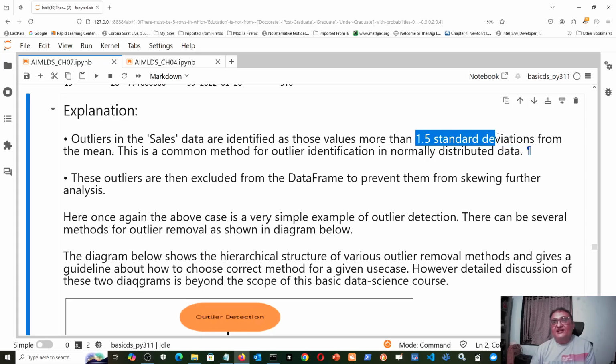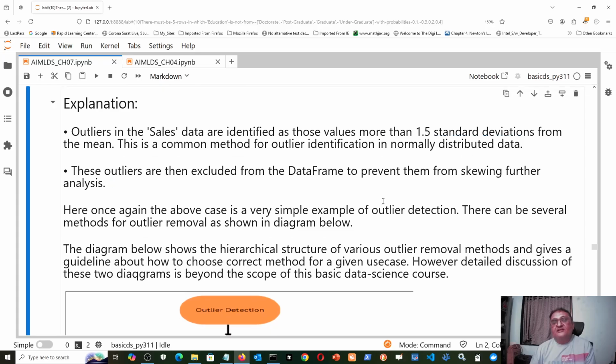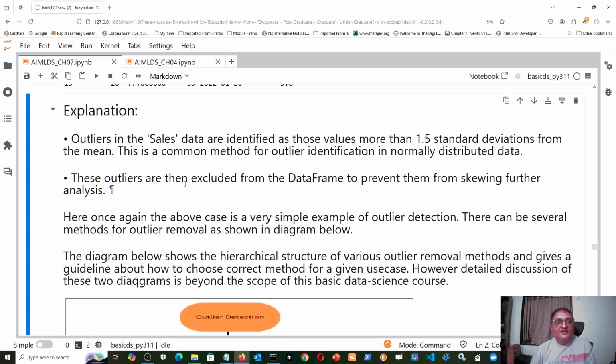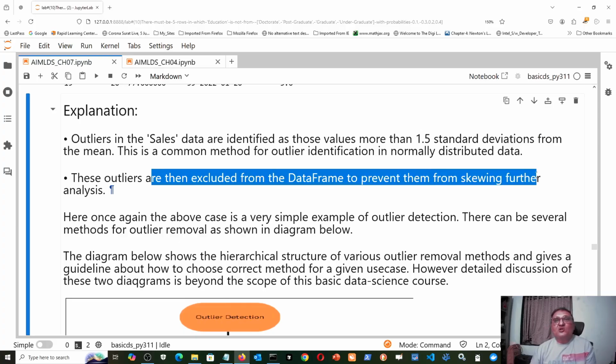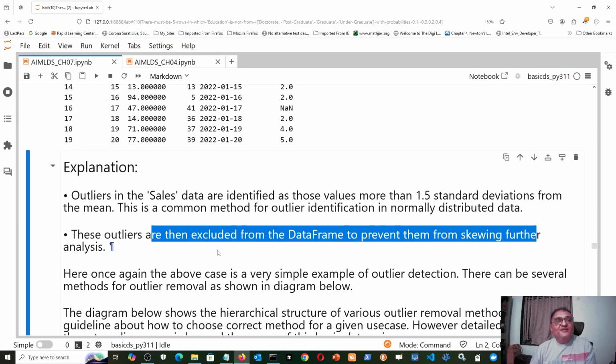So if it is greater than this, then simply mark them as outliers, and if it is less than median minus 1.5 standard deviation, then also mark them as outliers. But remember, this usually works only in normally distributed data. There are more advanced methods for detecting outliers, and we will see that. Outliers are excluded because otherwise your data will be skewed.